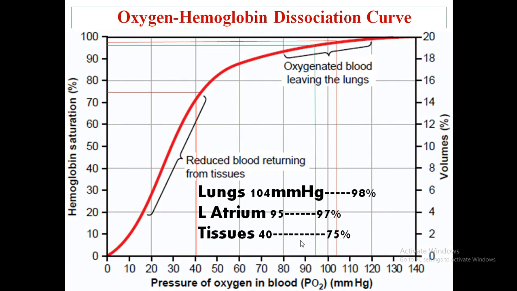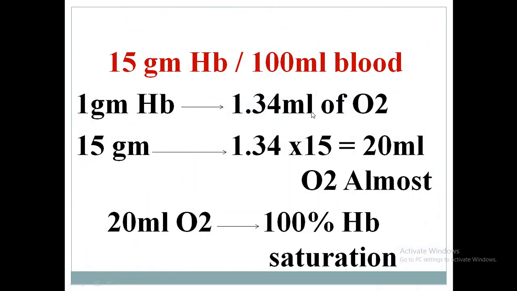Now coming again to this diagram, you can see that 20 matches to the 100% here. This is the thing which I have discussed now: 20 ml of oxygen makes 100% saturated hemoglobin.